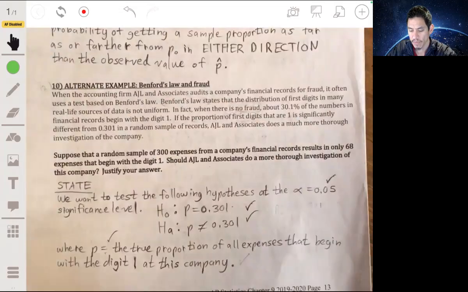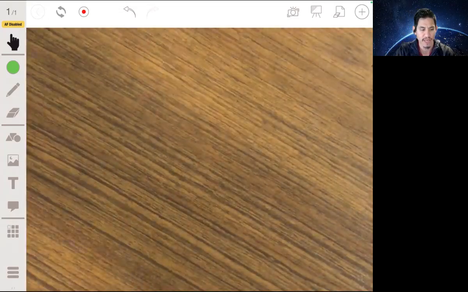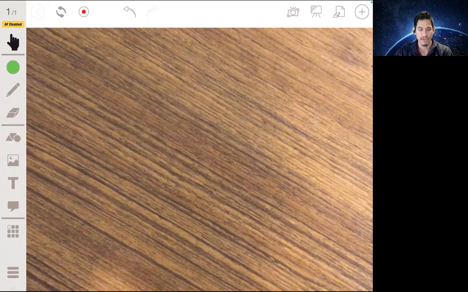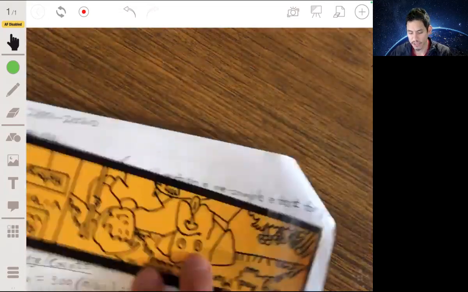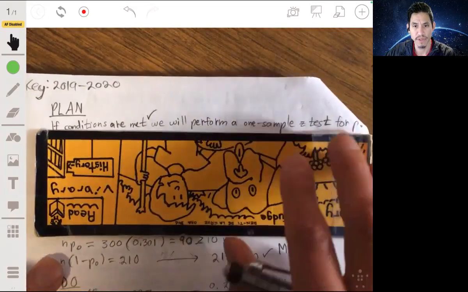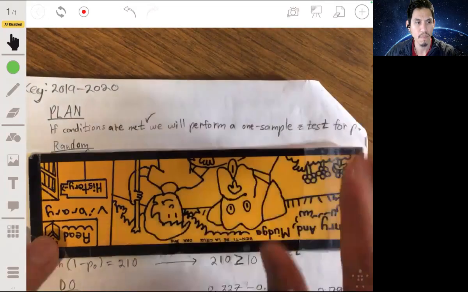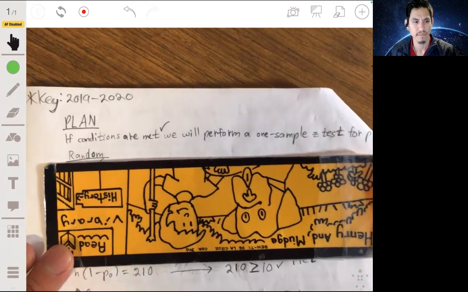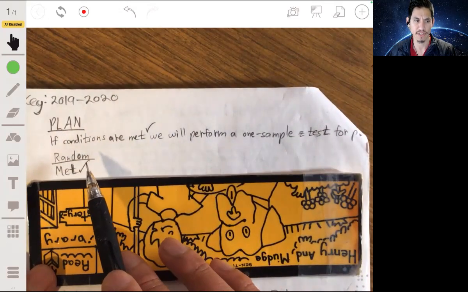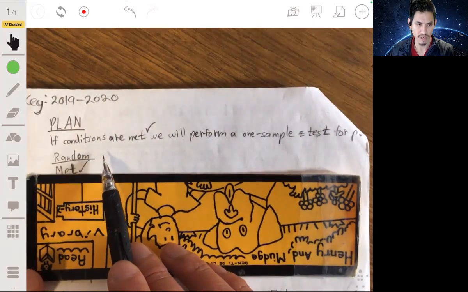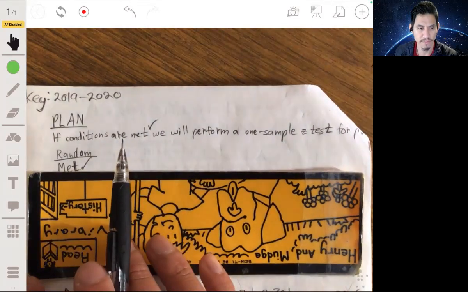All right, now we go to our plan. If the conditions are met, remember, we're going to use a one-sample z-test for P. So again, we check the random condition. It says in the problem that a random sample was used, so that's met.